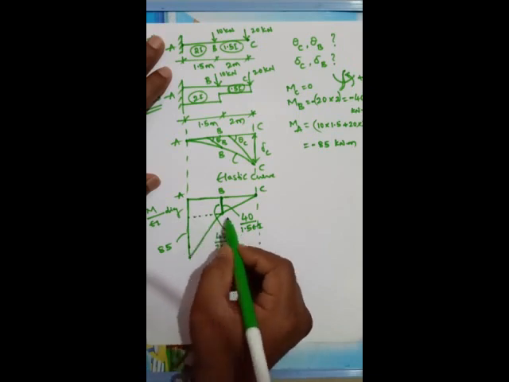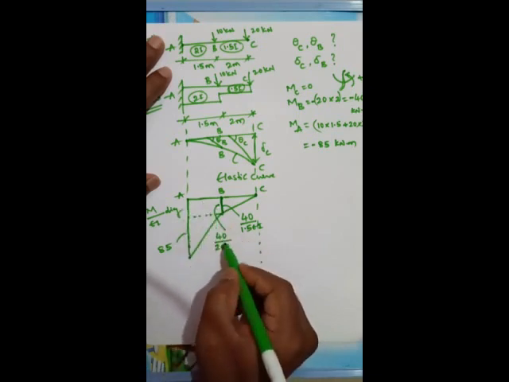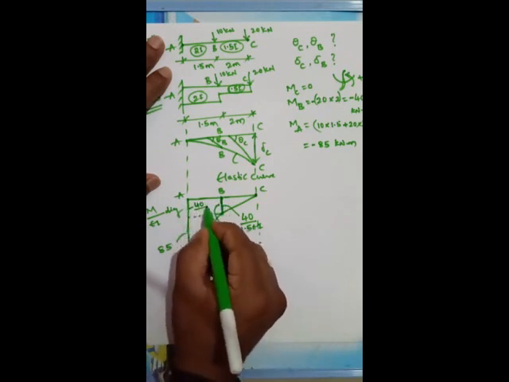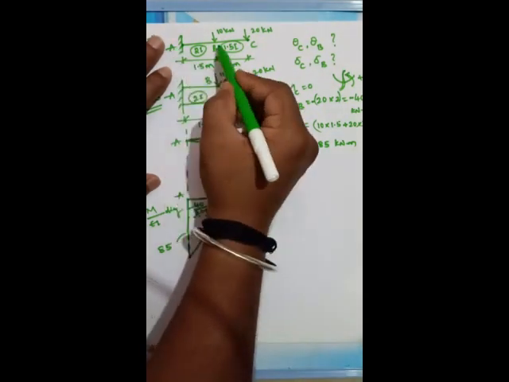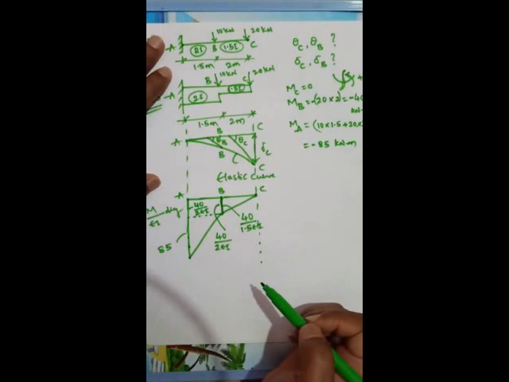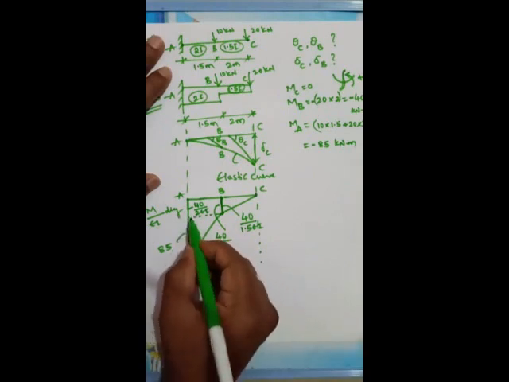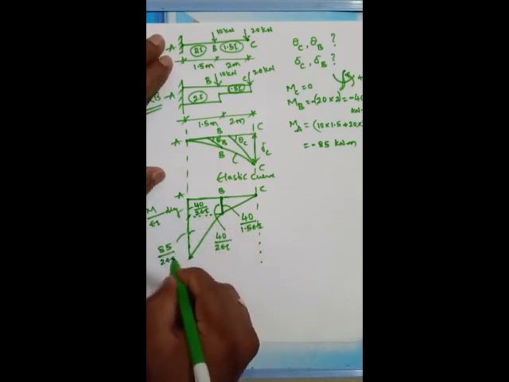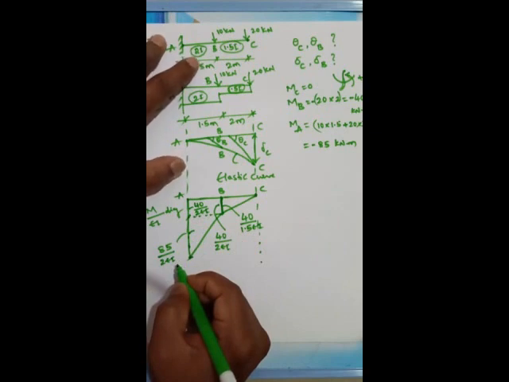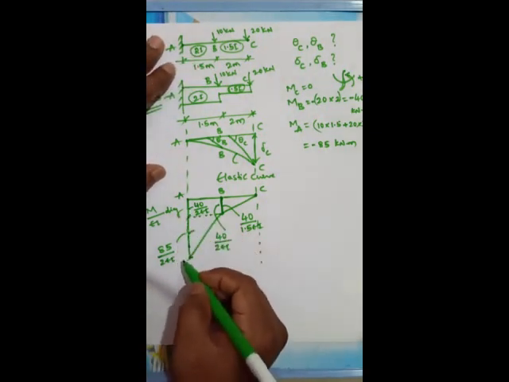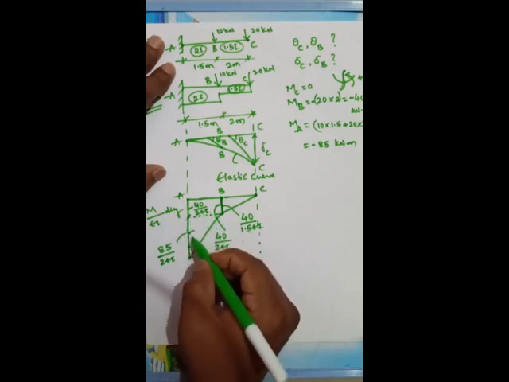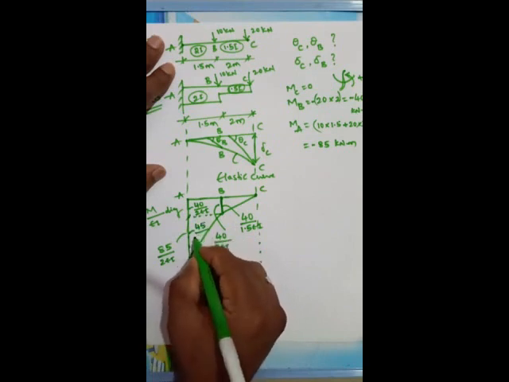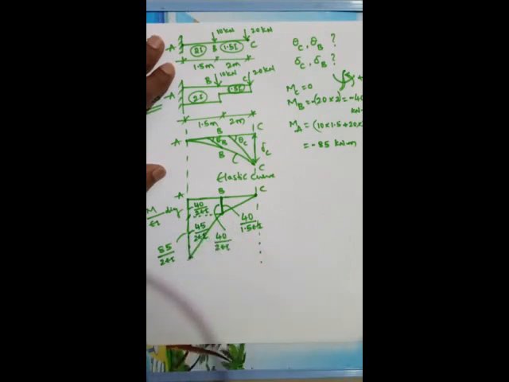Exactly, this rectangle is of height 40 by 2EI. Here the same thing, this side is 40 by 2EI, because from A to B the moment of inertia is 2I. From here to here the total is 85 by 2EI at point A, where the moment of inertia is 2I. From here to here it is 40 by 2EI, so what remains? 85 minus 40, so you are left with 45 divided by 2EI, correct?